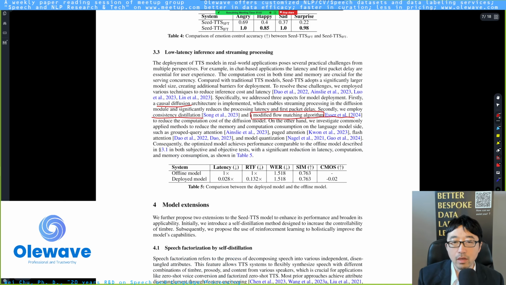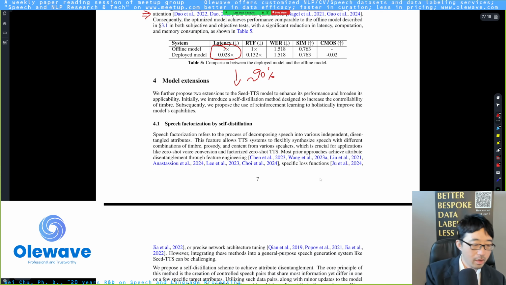Yeah, streaming processing, and you can see the latency, they have a huge improvement, because that's an offline model. This is not an offline model, right? This has a huge improvement, by including many different flash attention acceleration methods mentioned here, and model quantization, they reduce the RTF by about 80% or 90%, about 90%, which is huge. And they didn't see much degradation in the CMOS.